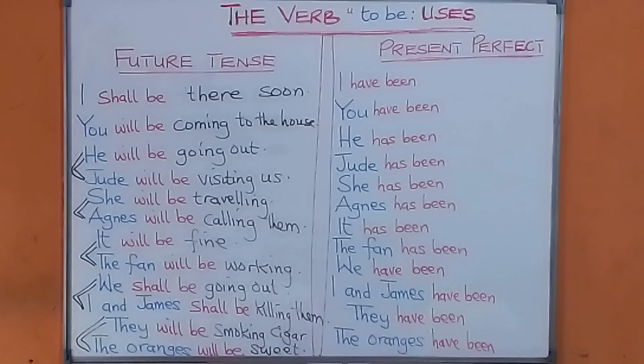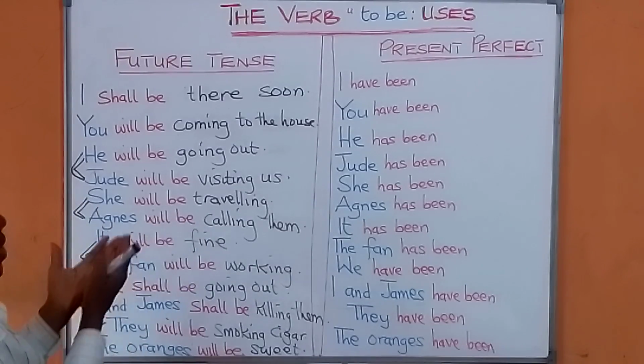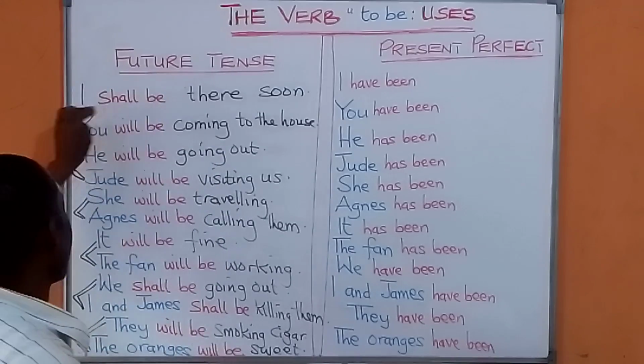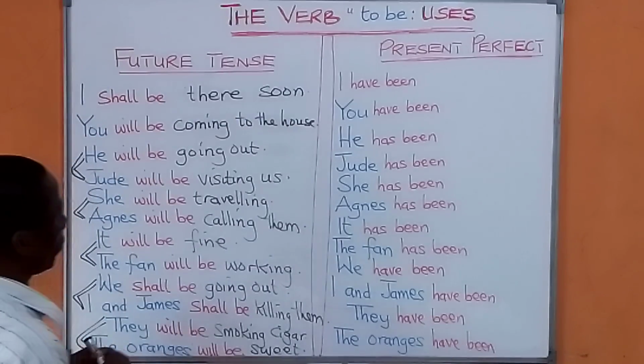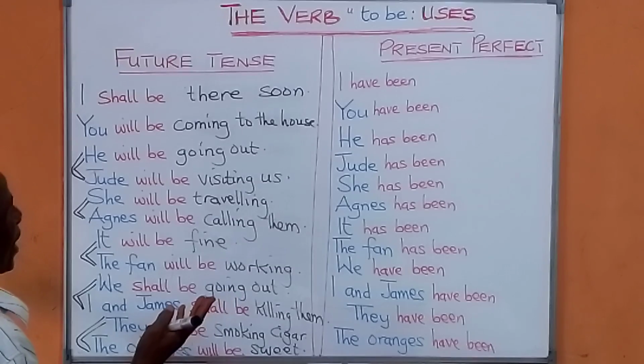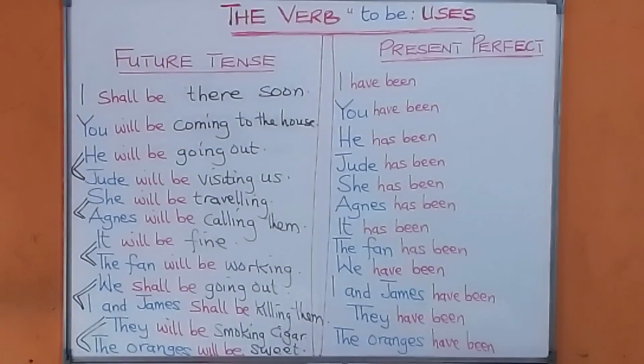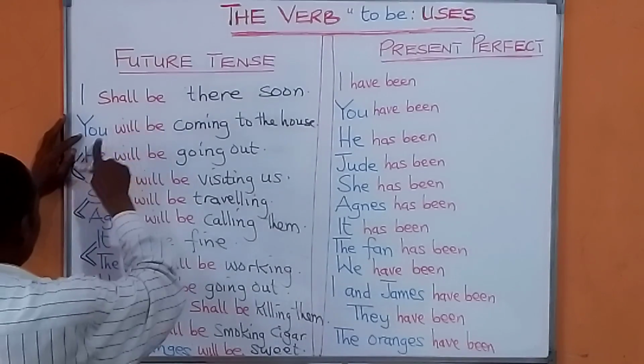Now you see how you can make sentences in the future tense. That is how to start. How do you start? If you're a new person, you want to say something that is coming. I shall be there soon. I shall be traveling. I shall be calling you. I shall be moving to town. I shall be going to this place. Look at that: shall be.